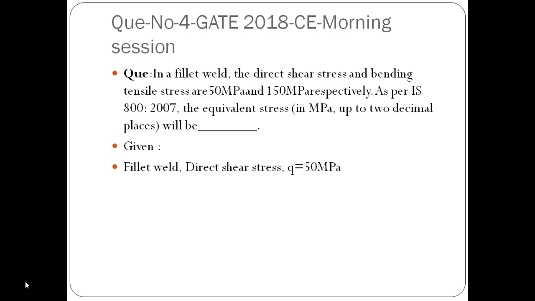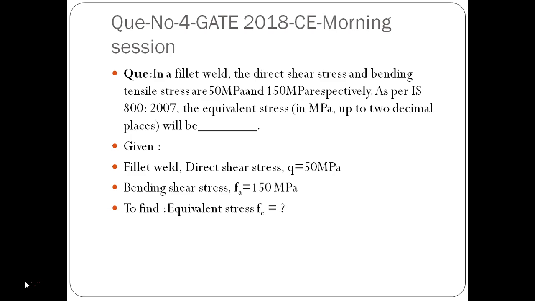So here given parameters are fillet weld, that is direct shear stress small q equals to 50 MPa, while bending stress, that is Fa equals to 150 MPa. Now we have to find out equivalent stress denoted by Fe. So here the question setter wants to know whether a student can solve this particular question within a minute, and can he recall a particular clause from IS 800-2007 related to equivalent stress.